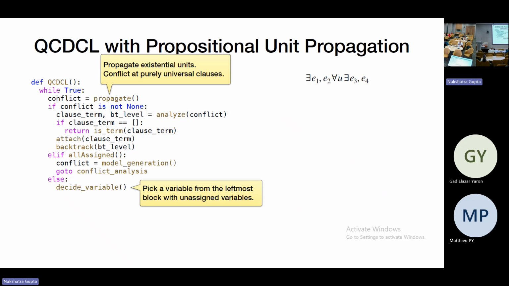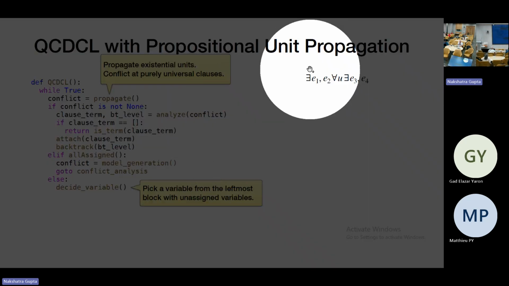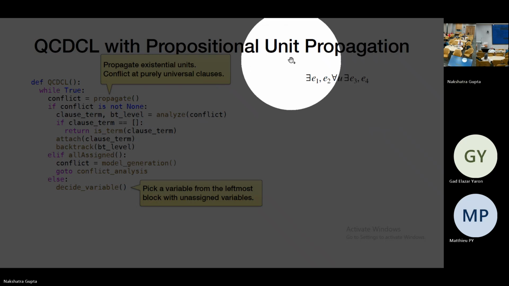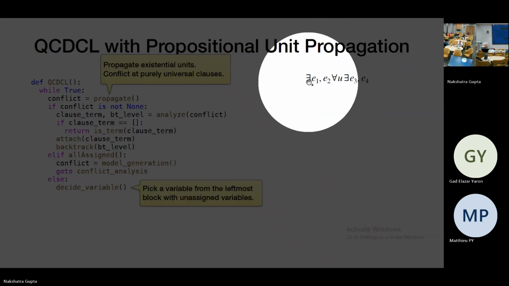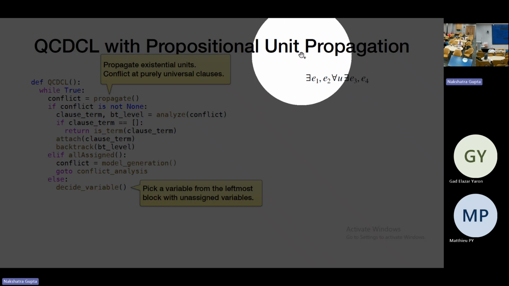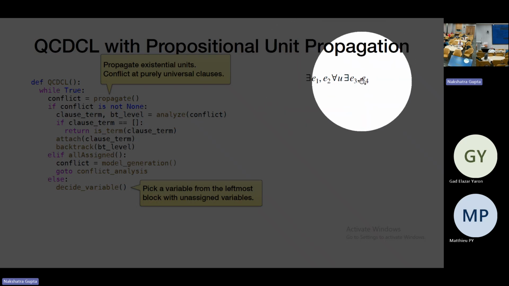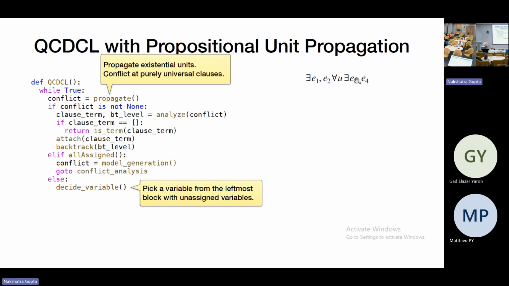Okay, let's see a simple example where this works out. We now have a universally quantified variable u in the middle here. Sorry, here I just used commas. What I mean is E1 and E2 are both existentially quantified, right? And similarly for E3 and E4. Okay, and what are our clauses? These are our clauses. So in this case, we don't have any unit clauses. There's nothing. Yes?